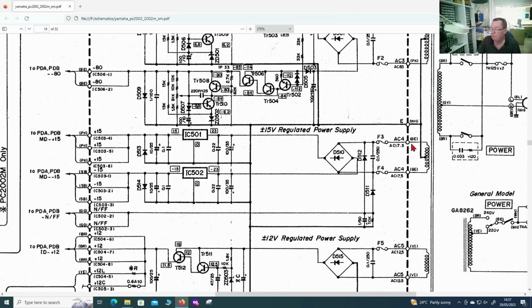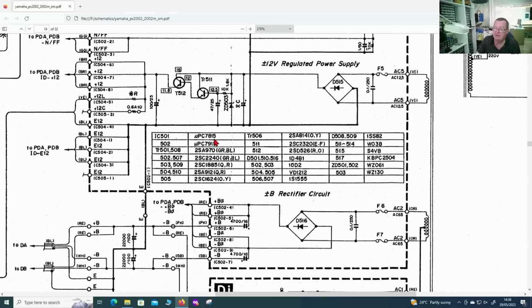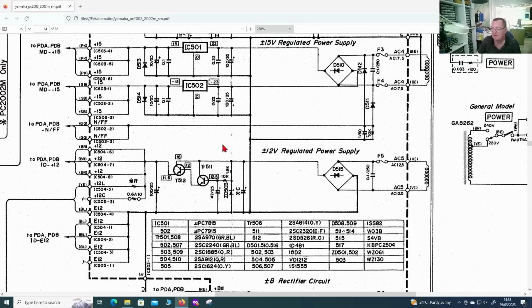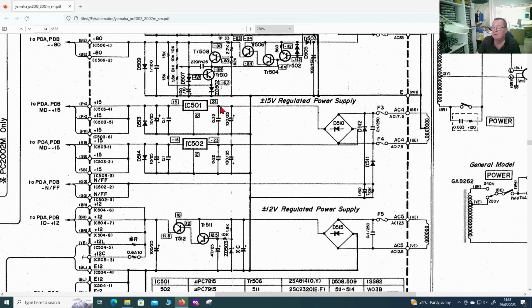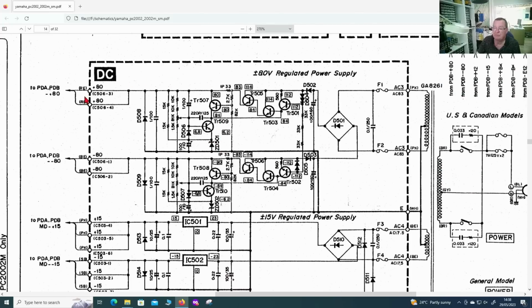We then have another winding, center tapped. This is earth or ground. This is plus 15 and minus 15. This uses two voltage regulators, which it shows here, 7815, 7915, typical 1.5 amp positive and negative voltage regulators. And then we have this circuit. This is the plus and minus 80.